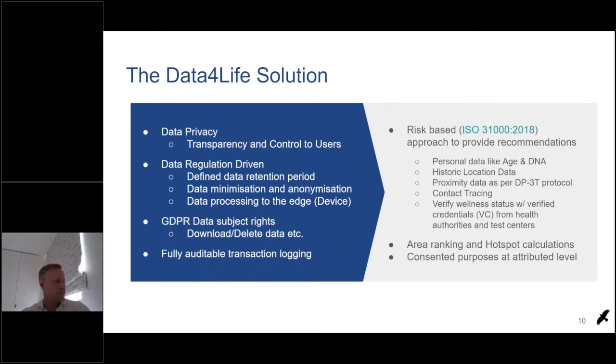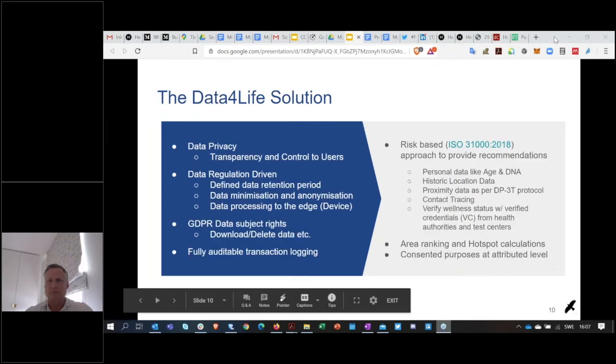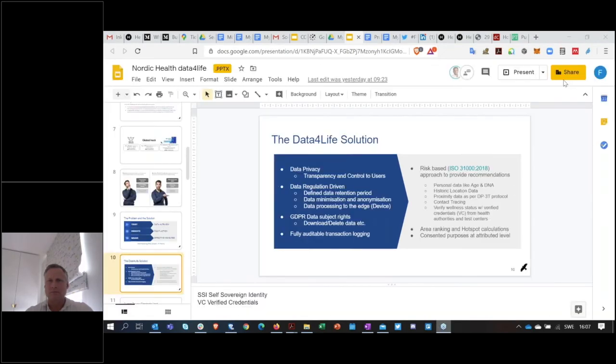What we essentially take is data from different sources. At this moment, we have assumed that the data is primarily coming from Data for Life, where the user is entering the age and adding the historic location data from multiple data sources, etc. We are also enabling the proximity data or contact tracing, as you might probably be aware of. We use a privacy-centric protocol called DP3T.